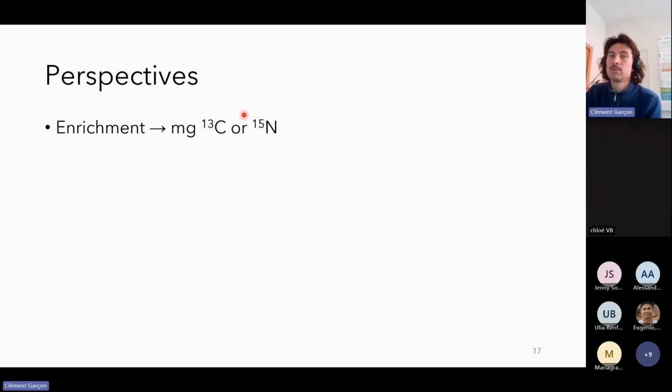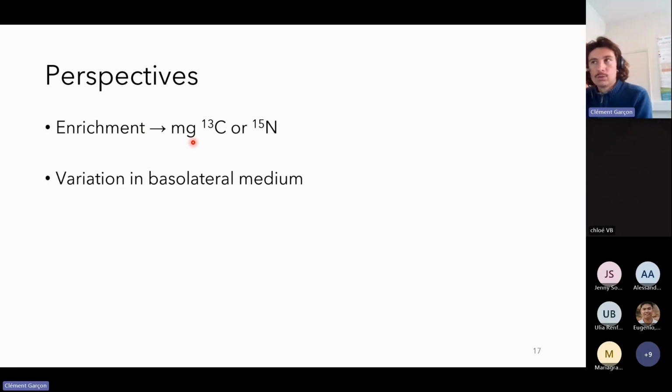Okay, we put this amount at time 0, and then we find back this amount in the cells or in the basolateral medium. So it would be a bit clearer. The enrichment is a good measurement, but it's less intuitive, let's say. So we also need to improve this.